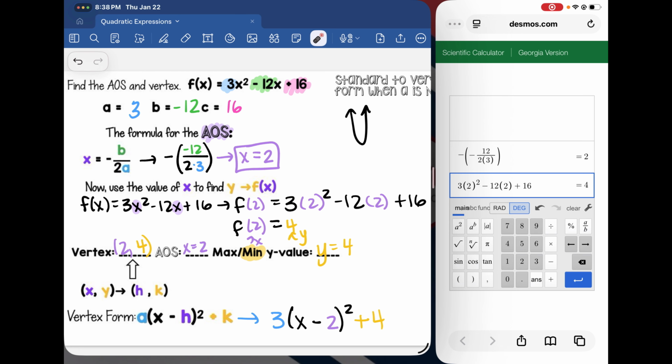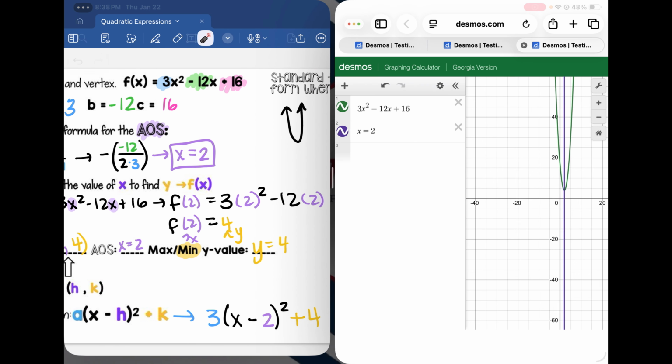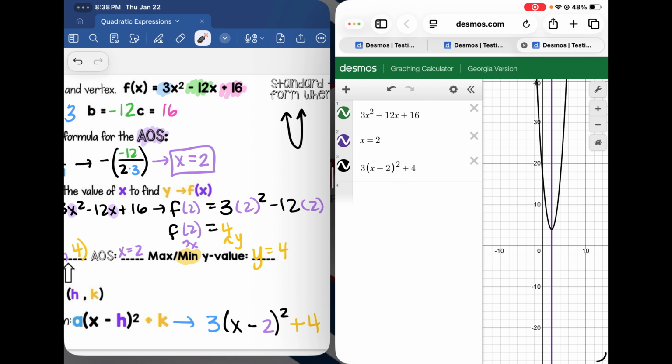So to write it in vertex form, you don't need anything but A, H, and K. And if you got A, H, and K, all you got to do is substitute it. So let's see if we wrote it correctly. 3 times x minus 2 squared plus 4. And it's right because they're equivalent, because they match.